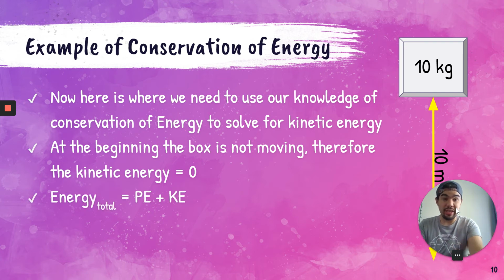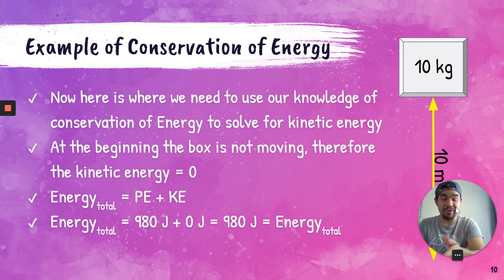We know that the total amount of energy at any point in the system is going to be potential energy plus kinetic energy. We just found that the potential energy at the top is 980 and the kinetic energy at the top is 0. So we add those two numbers together: 980 joules of potential plus 0 joules of kinetic equals 980 joules of total energy. So the total energy of the system is 980, which means that no matter where the box is in its fall, whether at the top, 3/4 of the way down, halfway down, or all the way at the bottom, we're going to have a total of 980 joules of energy.